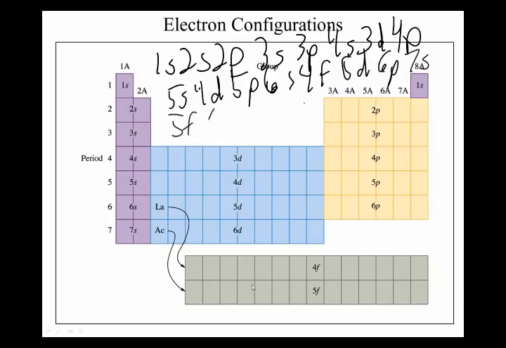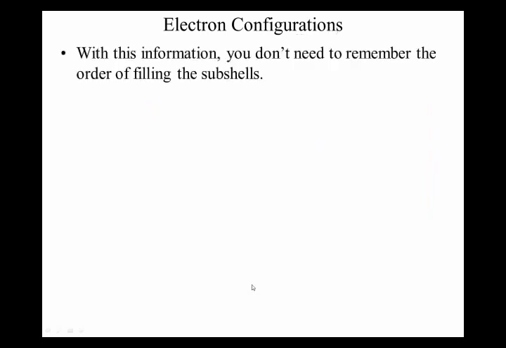5f, 6d, and so on, and finally 7p, which actually do now exist. But that's how I know. That's how I do this. So, you don't need to remember the filling order.